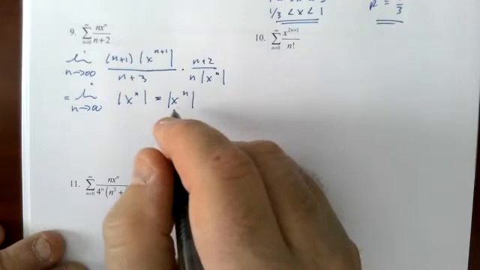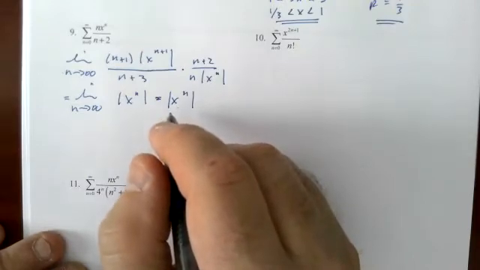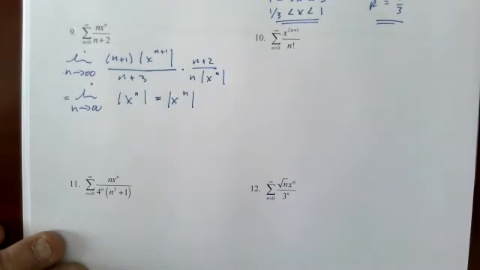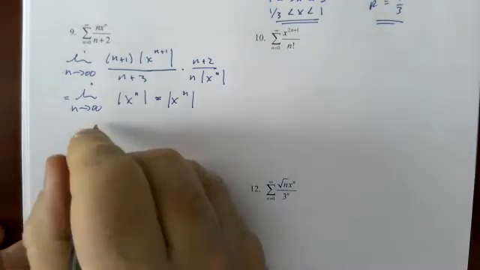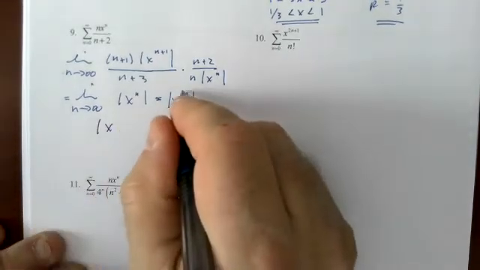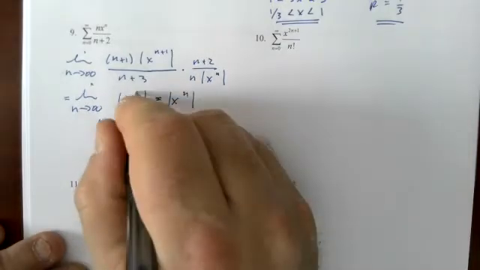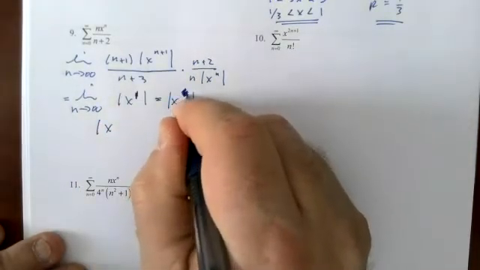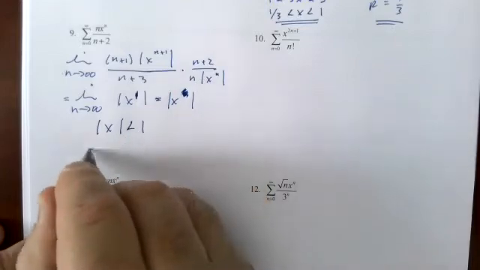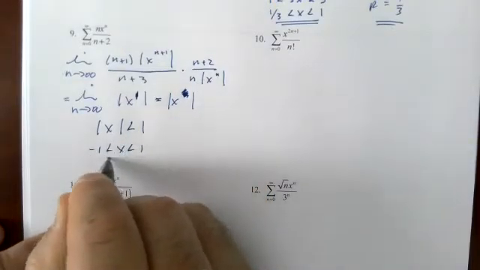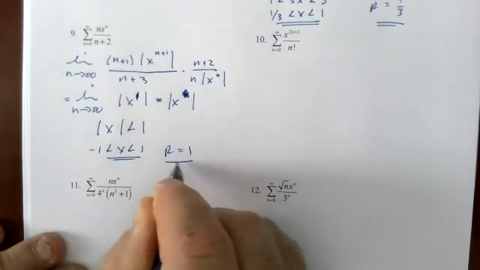All right, I gotta think this one through for a minute. Yeah, that's it. It's too easy for me. Not x to the n, x to the 1. As the absolute value of x less than 1, negative 1 less than x less than 1, radius equals 1.